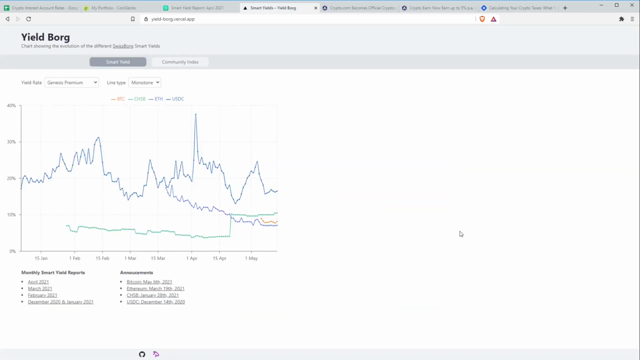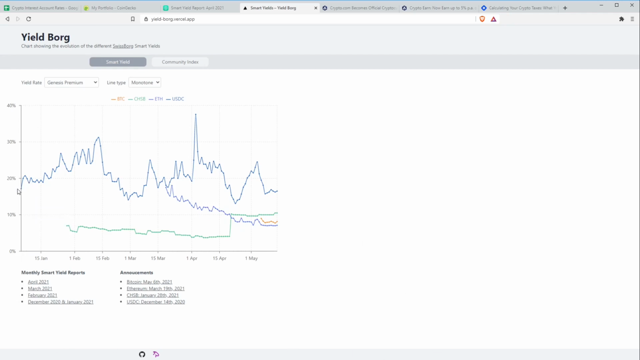Something I mentioned last week, but I really wanted to make people aware of this. This is a site called Yieldborg, yield-borg.vercel.app. Basically, they've been keeping track of the rates on Swissborg for all of the coins that they offer yield on since they started offering that.